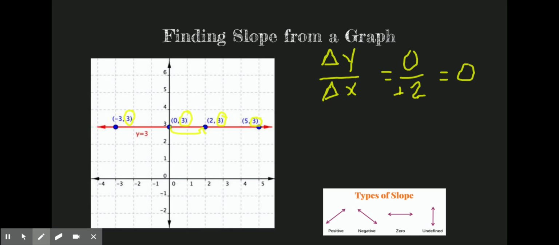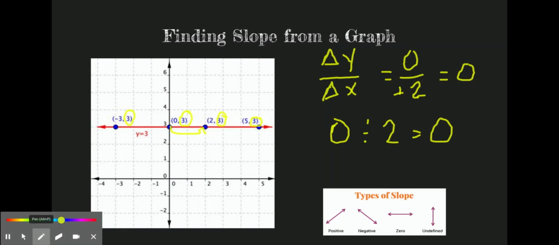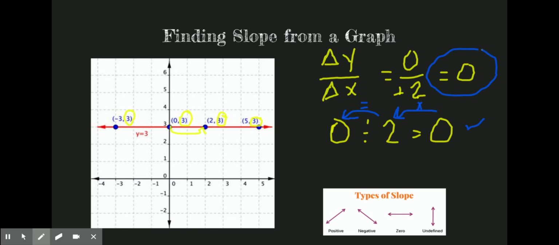Now I can check that with my 3rd grade math by writing it in this way. 0, sorry, my pen turned off. 0 divided by 2 is equal to 0. Is this a true statement? Let's work in reverse. Is 0 times 2 0? Yes, it is. So therefore, we know our slope is a 0 slope. It is equal to 0. So in this case, my m is 0.